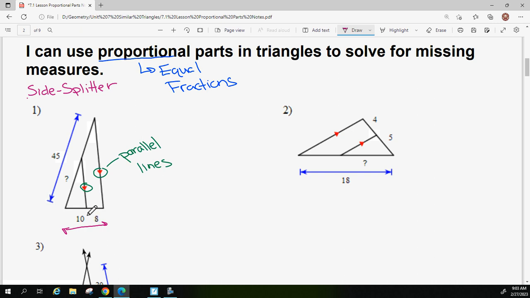And then if I extend this, I like to extend my side splitter. I have a piece of this side that's to one side of the side splitter, and then over here I have a piece that's to the same side, and then 8 is on the right here, and then there's this piece we don't know to the right here. And so we just are going to match up like parts, and we can create proportions.